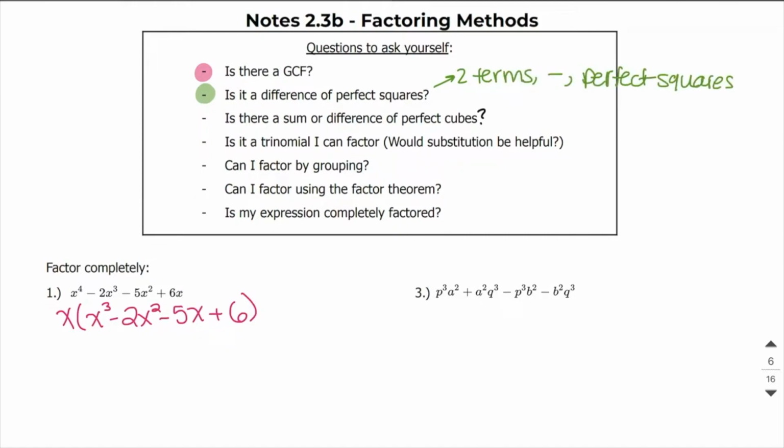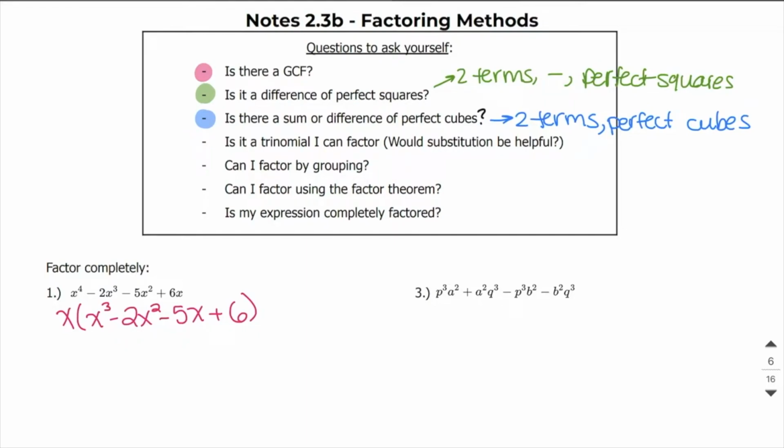The next question is, is it a sum or a difference of perfect cubes? In order for this to be a sum or difference of perfect cubes, we still need to have two terms. It doesn't matter if it's addition or subtraction this time because we can do both. And we need to have perfect cubes. So when I look at this right here, it's also not a sum or difference of perfect cubes because I don't have just those two terms.